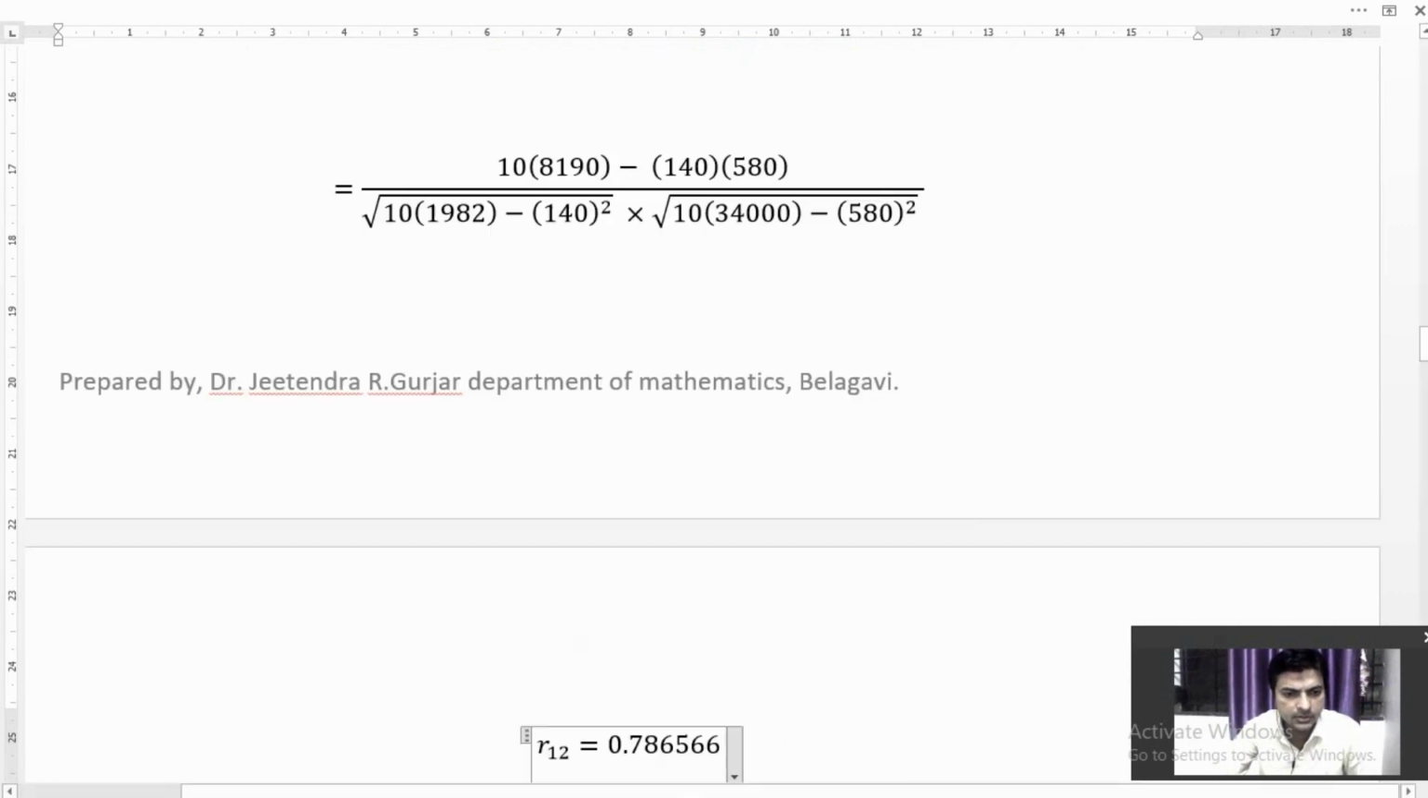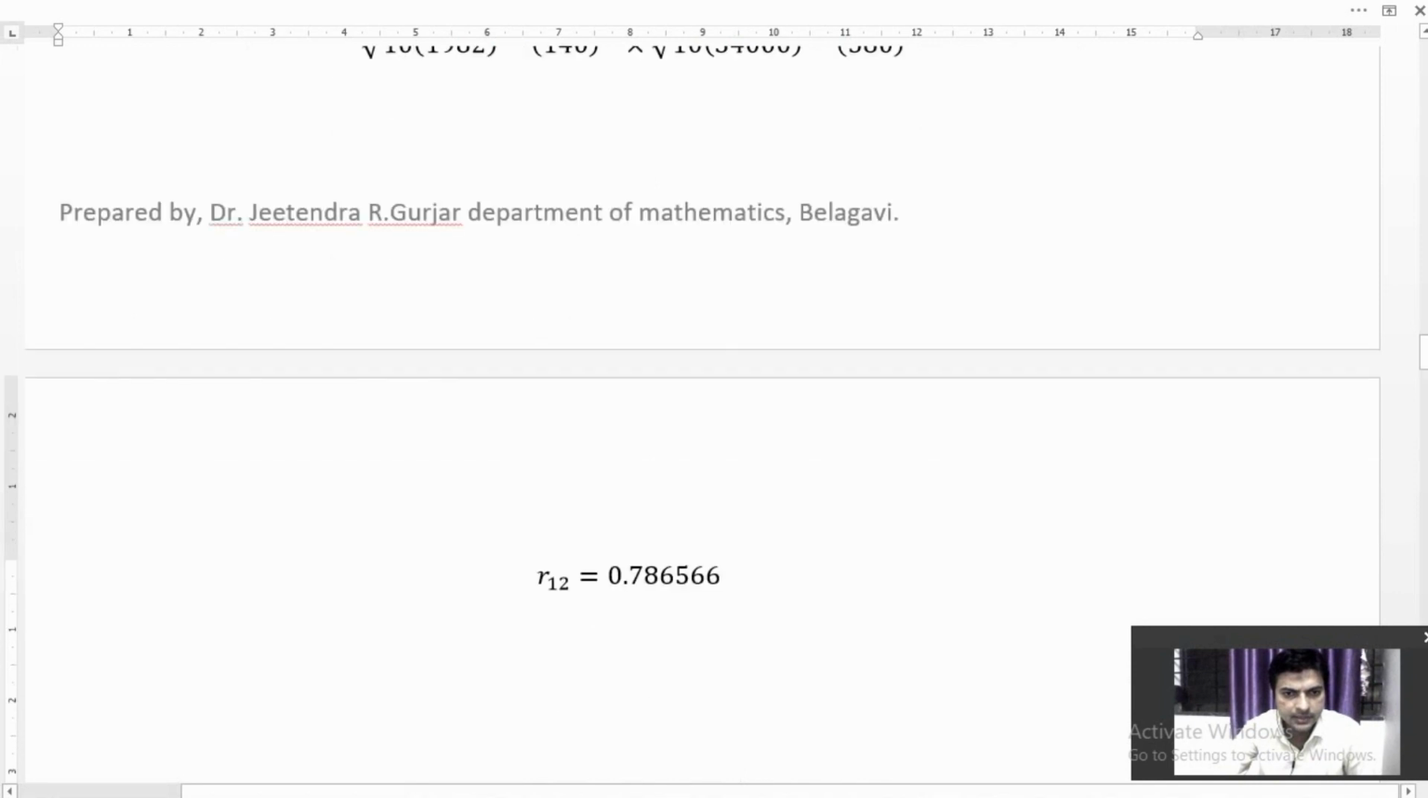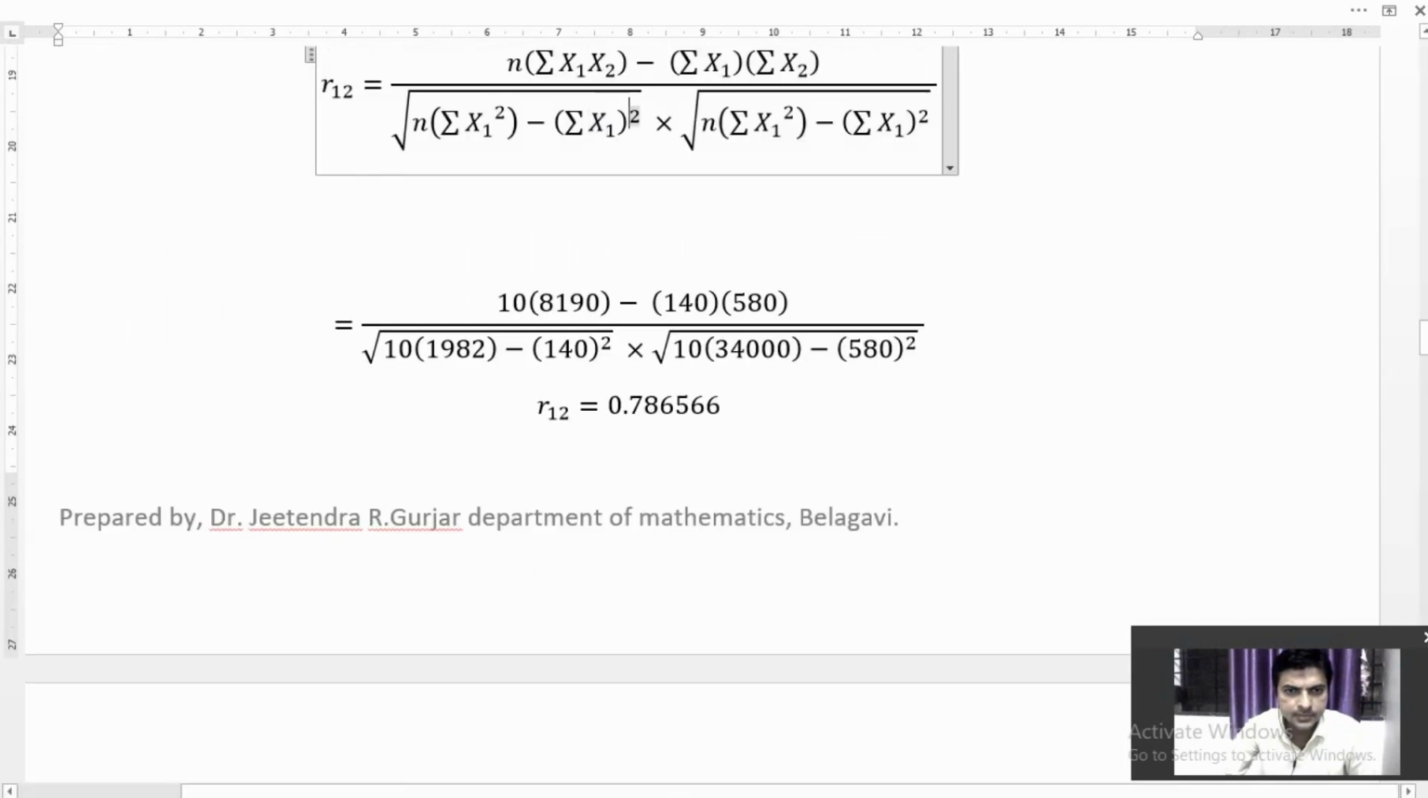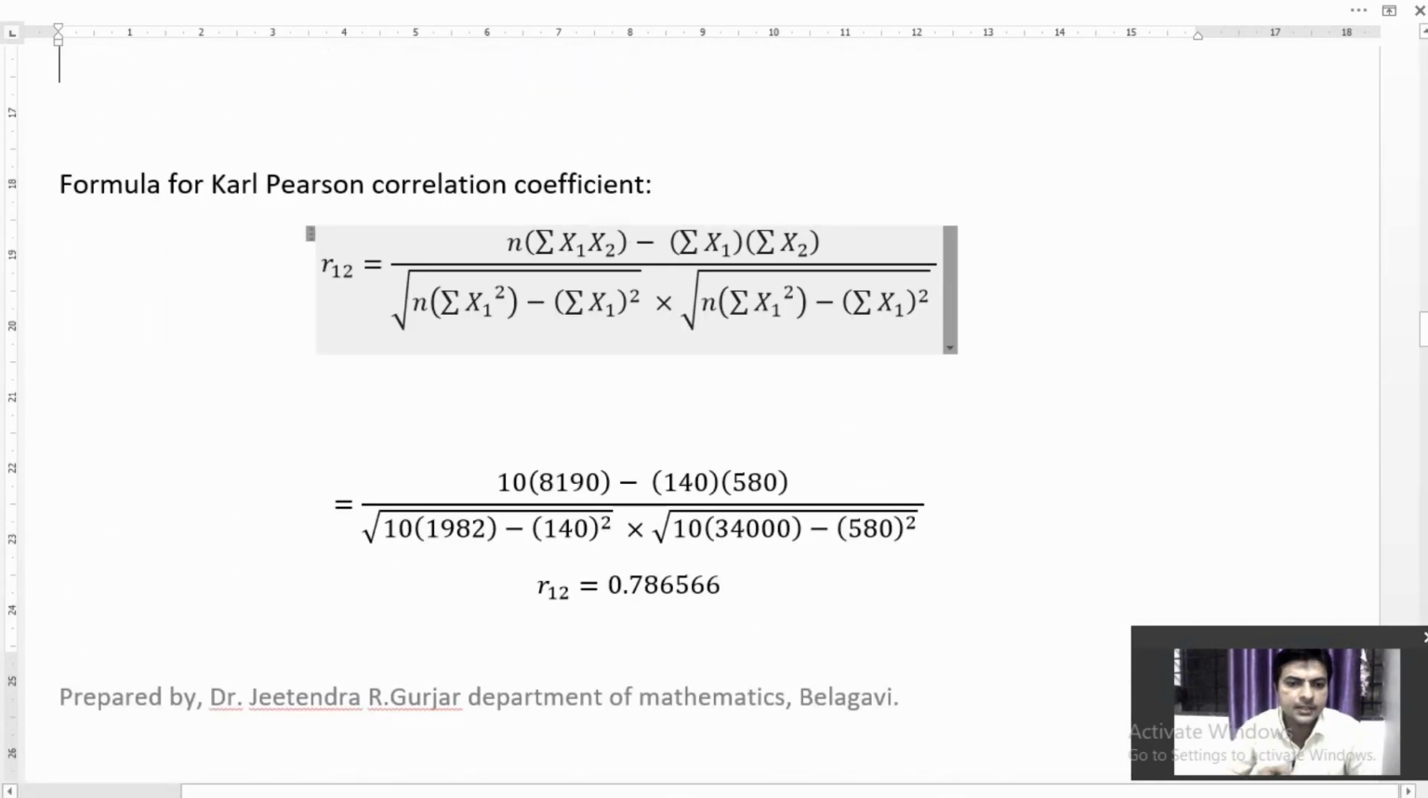When you substitute all these values students, you will get the correlation coefficient, that is R12 is equal to 0.786566. Yes students, so everybody must get this answer. Is it clear? So this is very simple, we can identify. Now there is another way of simplifying, a shortcut. Is this answer correct or no? How you can identify? Using the calculator.